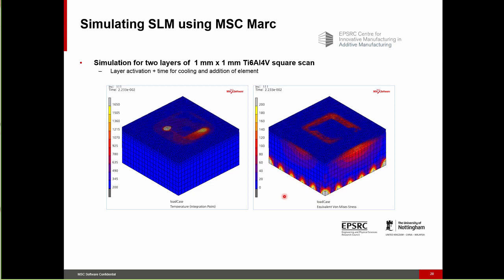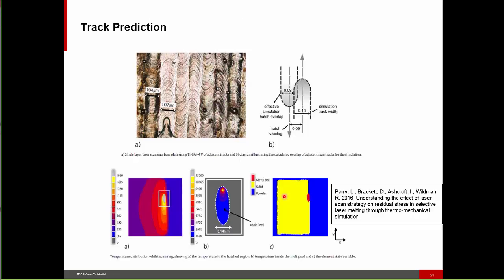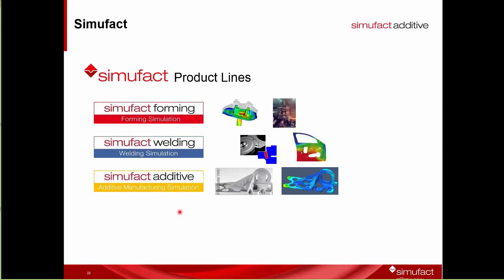And so we can really accurately predict this, and we can use that to give ourselves confidence in what we're doing when we're doing these other approaches. And really from that same type of study, we can actually follow the heat source, look at our hatch spacing, and predict the melt pool in the structure, and have very good correlation with the physical process. So we're going to use this technology with our new product called Simufact Additive.